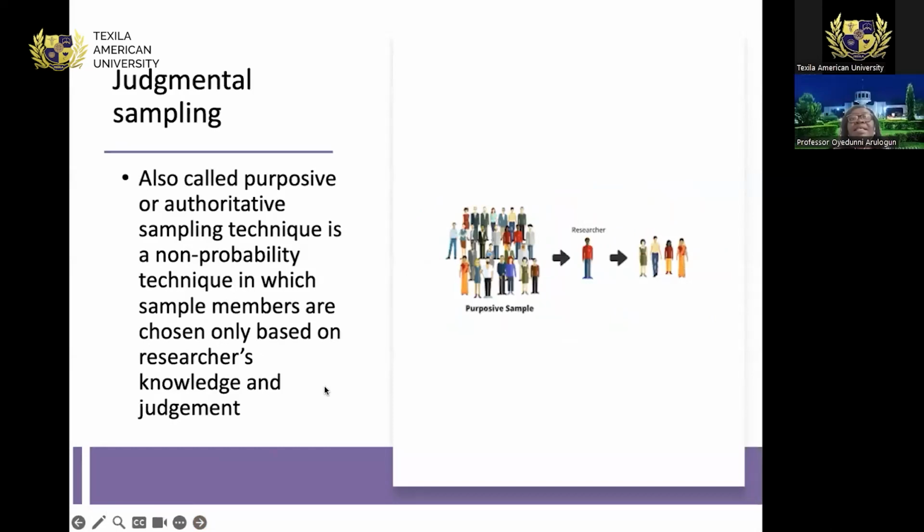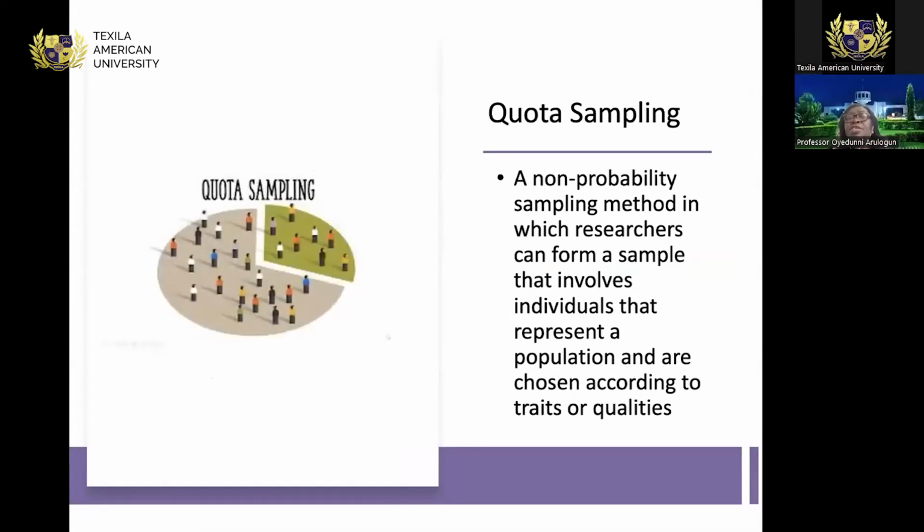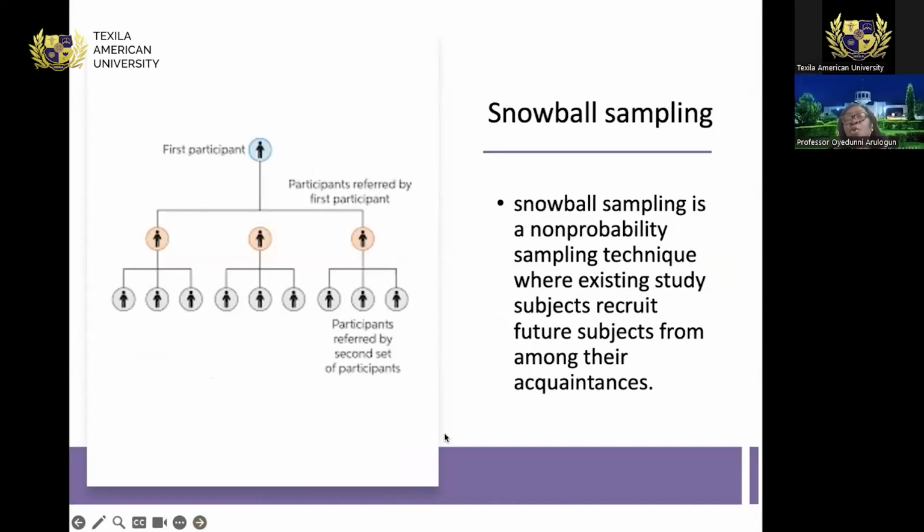In judgmental sampling, judgmental is also purposive sampling. And here, it is based on the judgment of the researcher to decide who he or she is going to choose to be part of the study, in which the researchers form a sample based on certain predetermined traits or qualities. Then we have snowball.